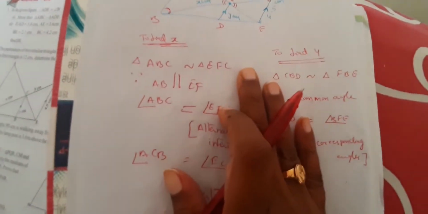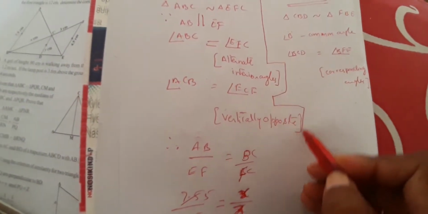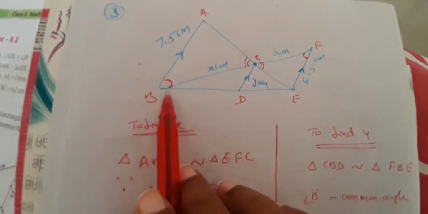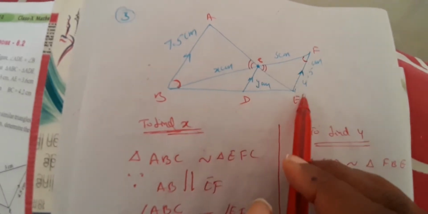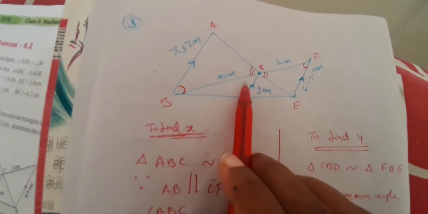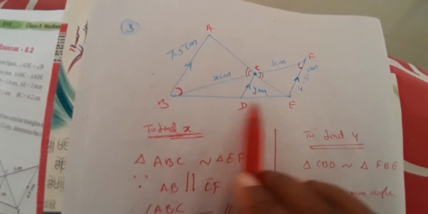Fantastic. Got the answer. Now let us find out y. To find y, let me draw a line here so that it will be easy for you to identify that these are two different parts. To find x is one part and to find y is another part. So in y, very easily you can identify that this triangle is similar to this triangle. I am not using basic proportionality theorem, children. So I am using angle criteria only. So this angle is common in both this triangle and this bigger triangle.